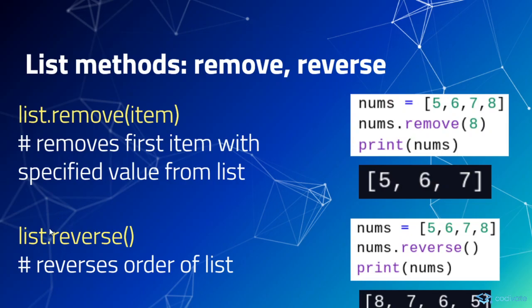Another method is the list.reverse method. As you can guess, it reverses the list. Here we have nums initially 5, 6, 7, 8. We apply the reverse method. Once again, it takes no parameters, but you still need the parentheses. If we were to print that, you can see it's in reverse order, 8, 7, 6, 5.